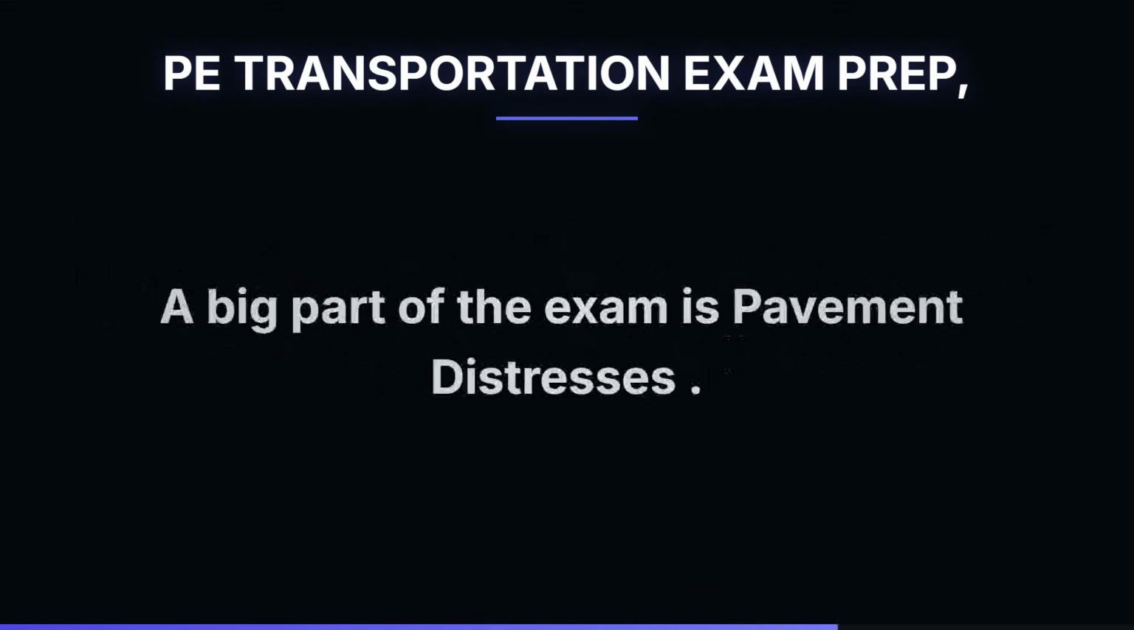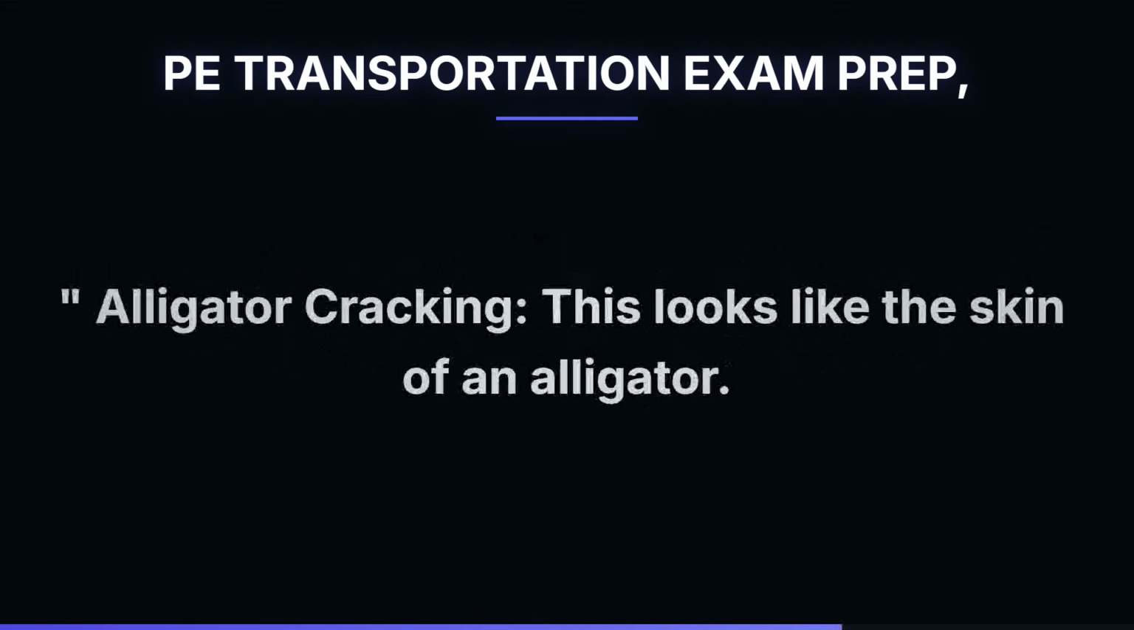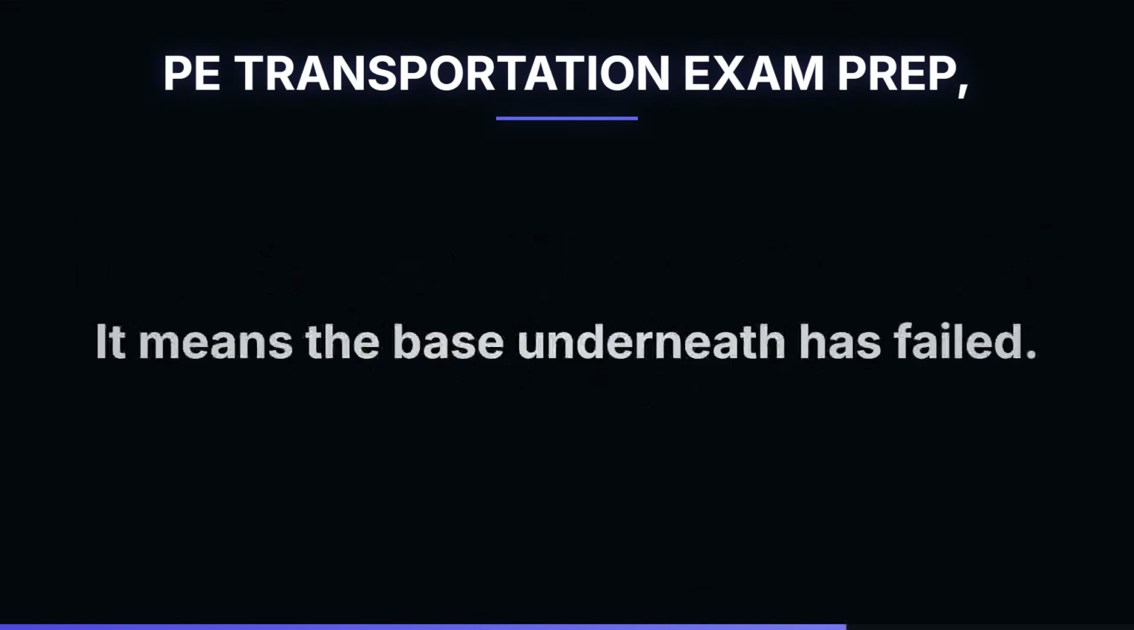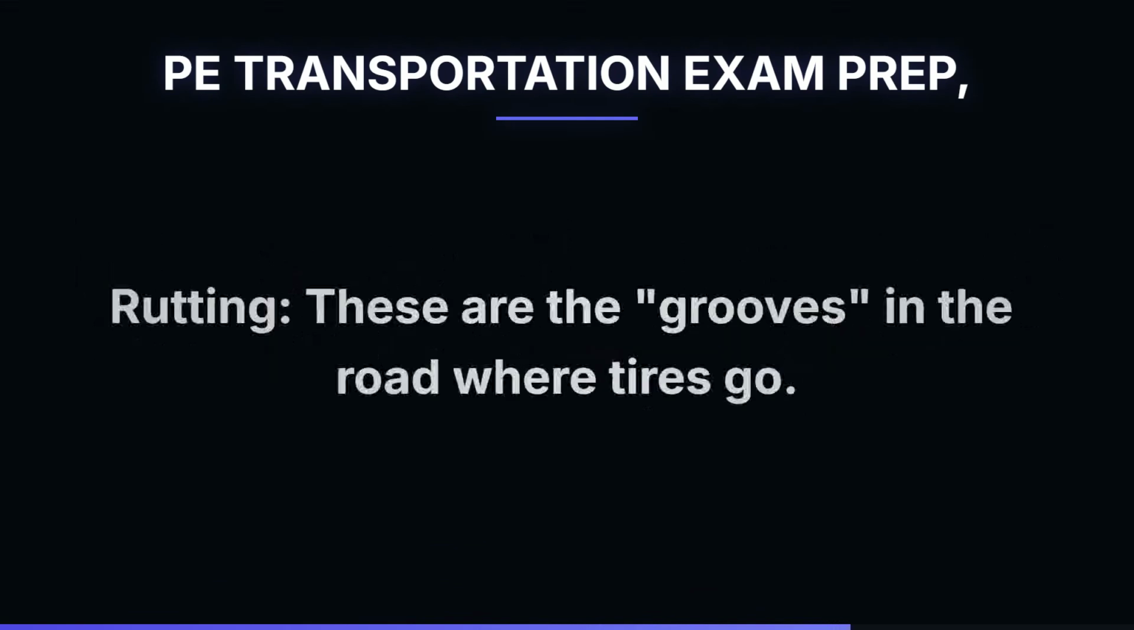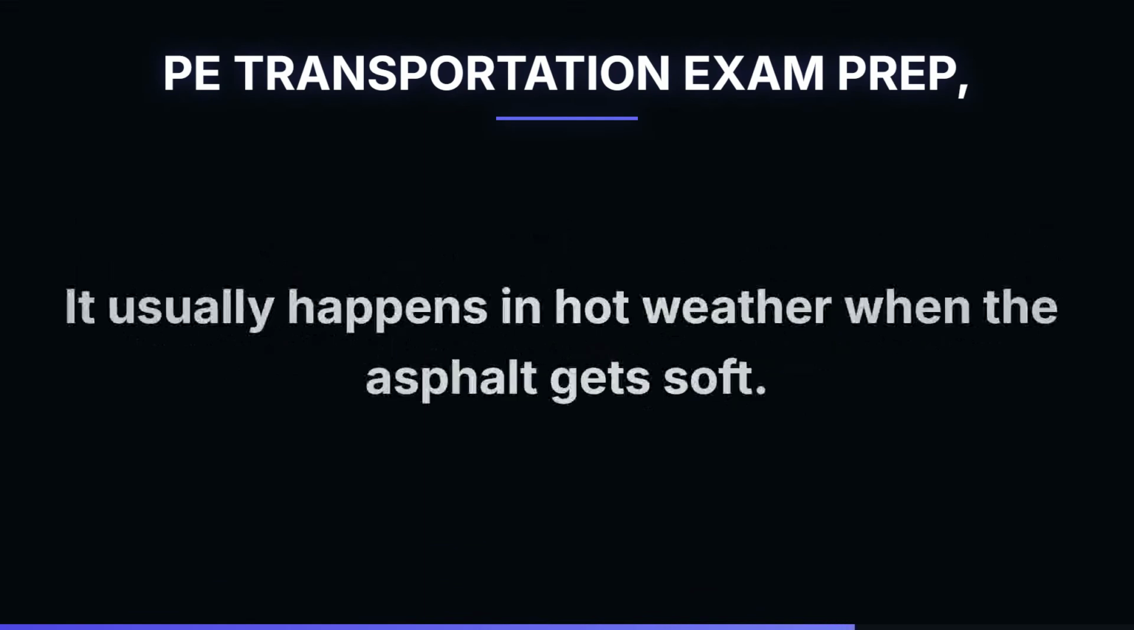A big part of the exam is pavement distresses. Alligator cracking. This looks like the skin of an alligator. It means the base underneath has failed. Rutting. These are the grooves in the road where tires go. It usually happens in hot weather when the asphalt gets soft.